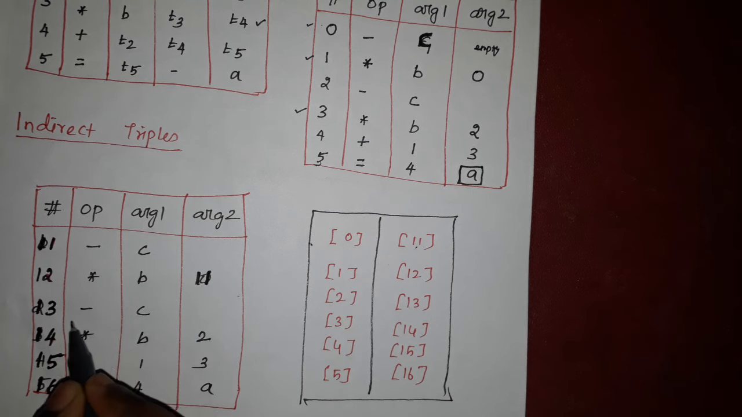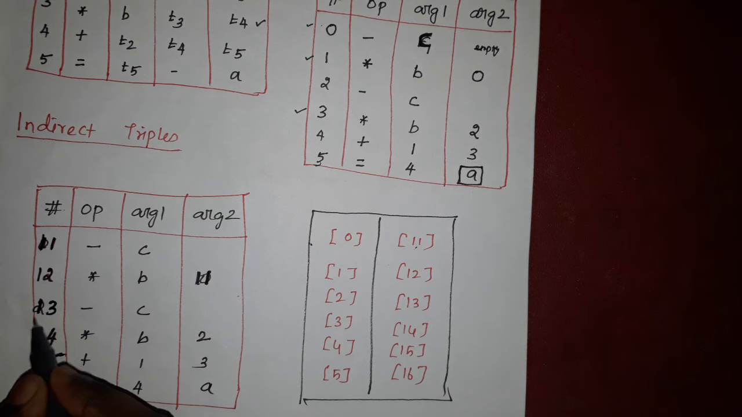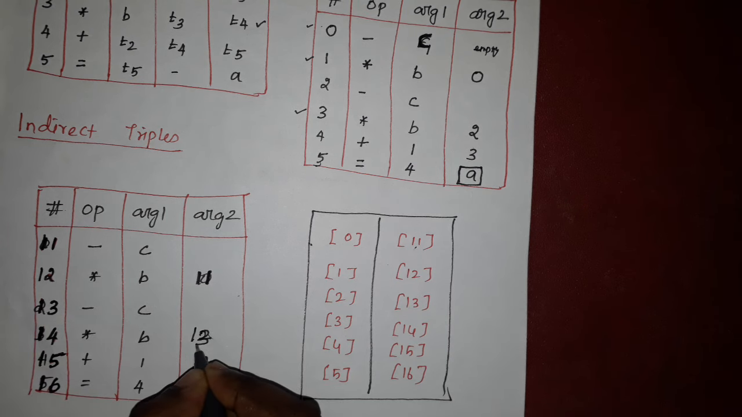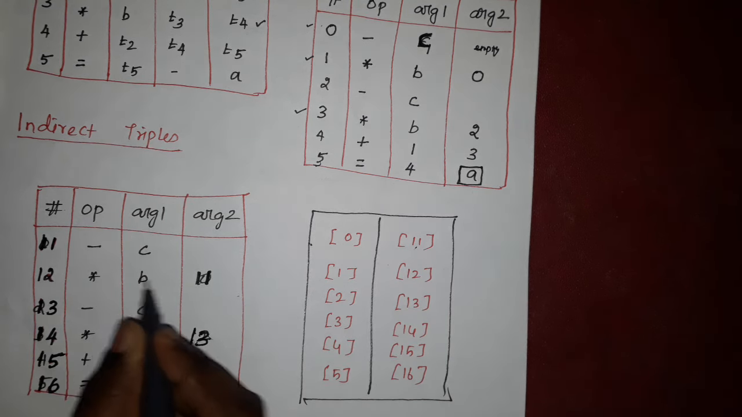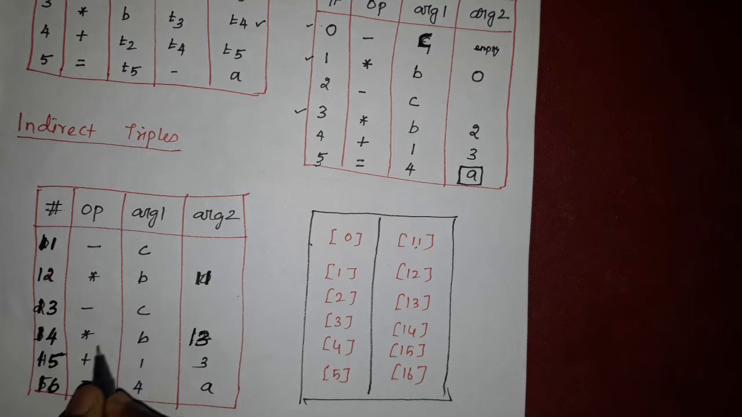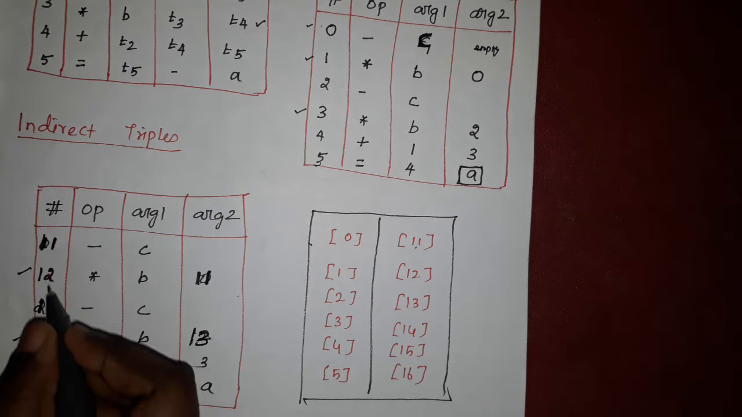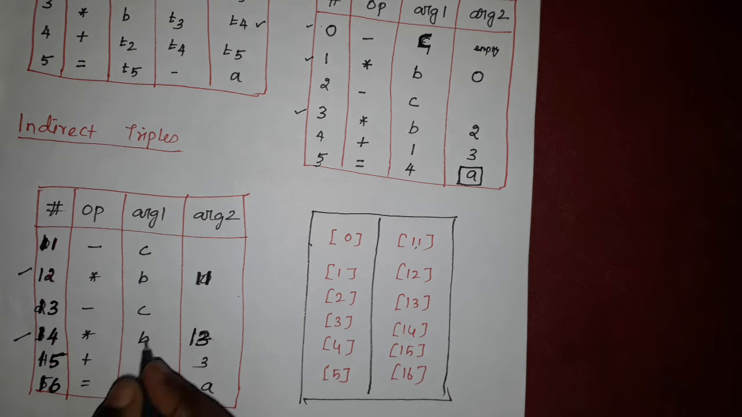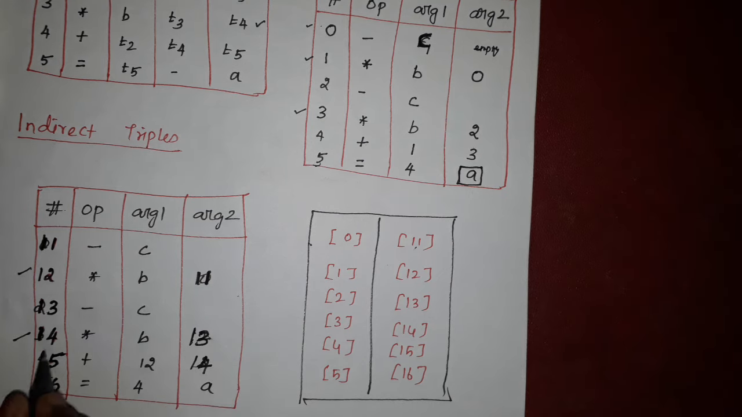Then minus c. So unary minus c will be stored in the index value 13. Then the operator is star, argument 1 is b, and argument 2 is the index value 13. So this value will be stored in 12, and this value, minus b star minus c, will be stored in 14. So the results are 12 and 14, and we have to add 12 and 14. The operator is plus, argument 1 is 12 and argument 2 is 14. So the final result will be stored in index value 15.